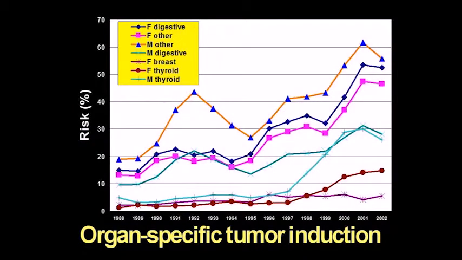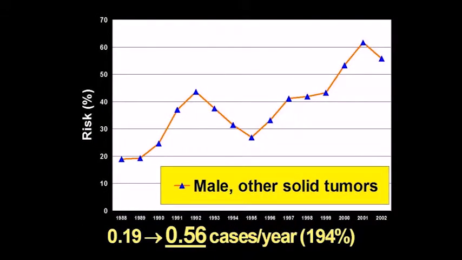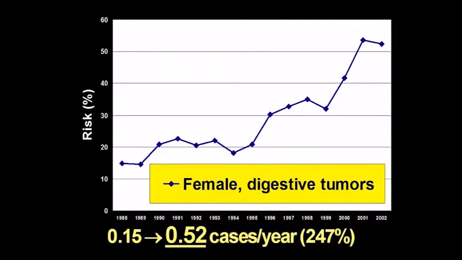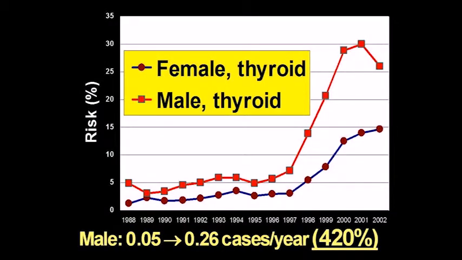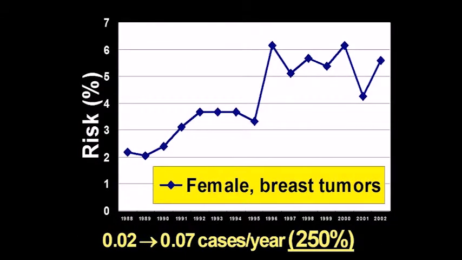Male, other solid tumors. A risk estimate went up from 0.2 to 0.6, by 190% of cases per year induced from our practice, presumably. Digestive tumors for females went up by 250%, the risk, half a case per year induced, presumably by the CT. And then the thyroid, it was a reflection of our population. We had more males in our group than females, even though females are more radiosensitive for the thyroid. But again, a significant increase of 420% over that time period. And breast tumors in females here, also 250% increase.